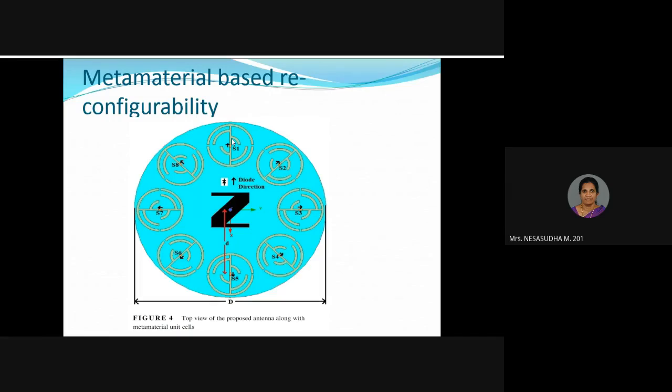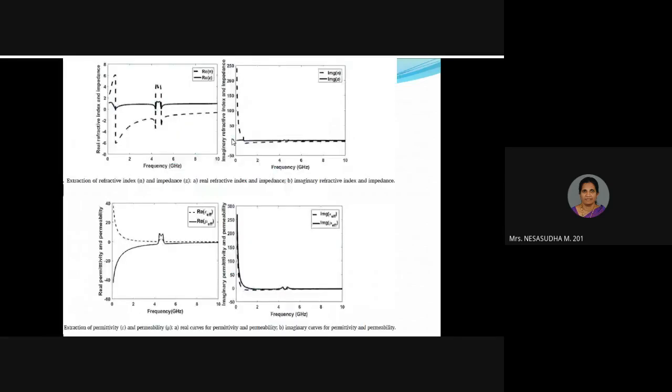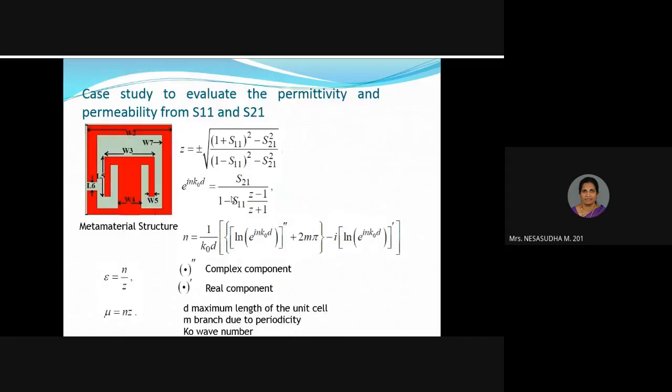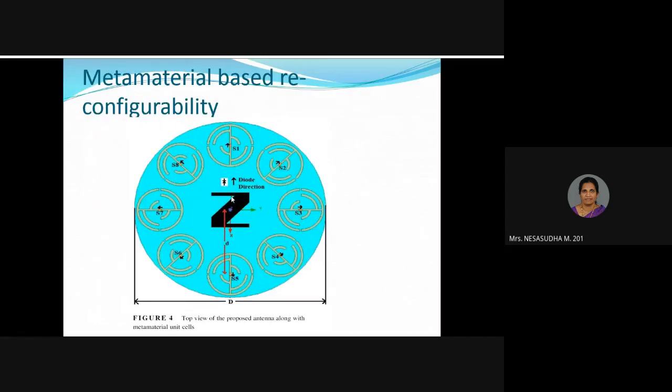Okay, this is a metamaterial structure. So this structure only I have shown earlier first. This is a unit cell. This repeated unit cell structure forms a metamaterial. Now this is a metamaterial antenna. So now I can say this is a metamaterial based antenna because it follows the character. What is the property of metamaterial? The refractive index is negative, mu is negative, epsilon is also negative. Now this metamaterial is embedded inside the antenna.